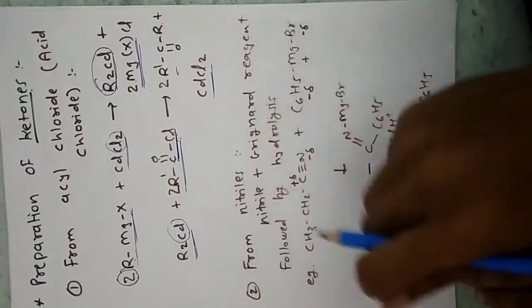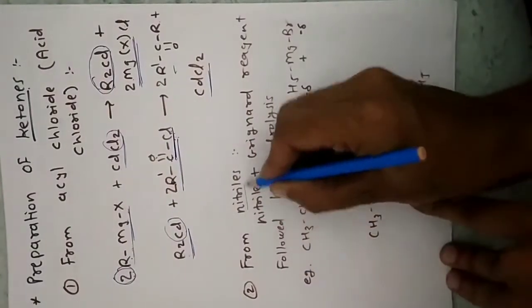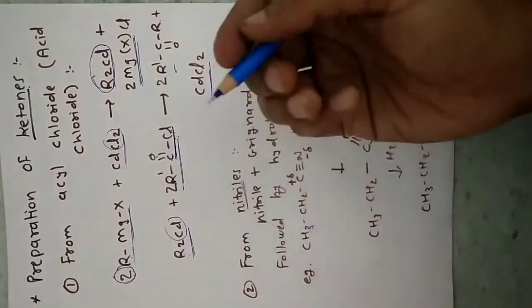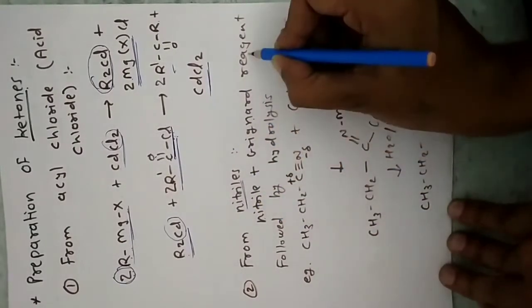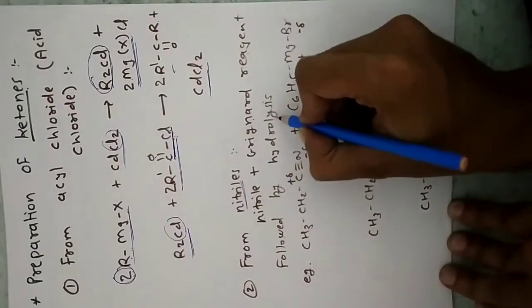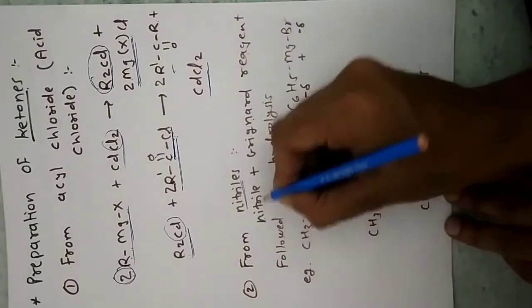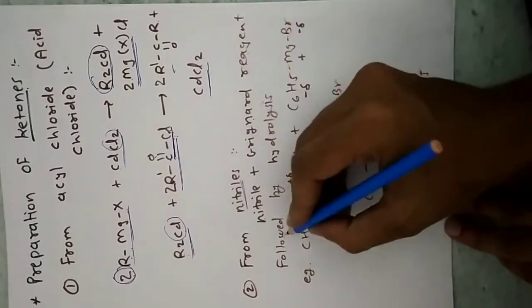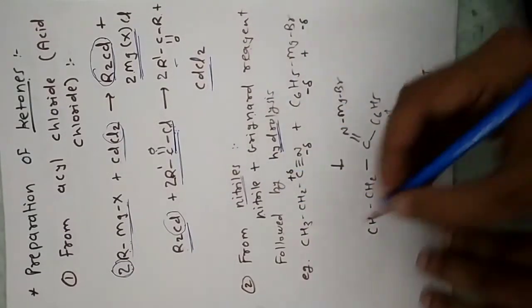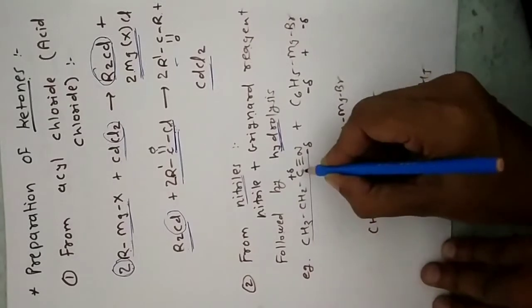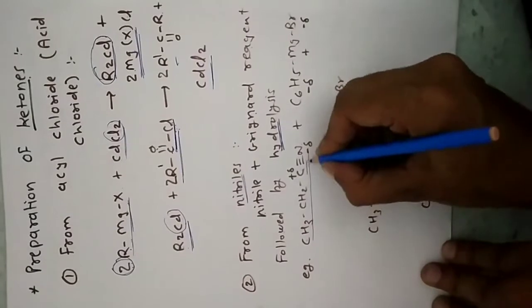Okay. Now the second method. In the second method we have nitrile. From nitrile we are going to prepare ketone. So what you have to do is nitrile plus Grignard reagent followed by hydrolysis. That means here also two steps are there. In the first step you react nitrile with Grignard reagent, and in the second step you hydrolyze it. You can see this one is our nitrile. Nitrile means cyanide group, CH3CH2CN. So this one is our nitrile group.